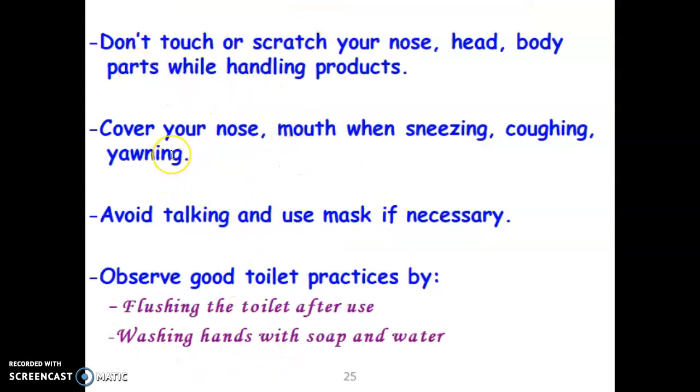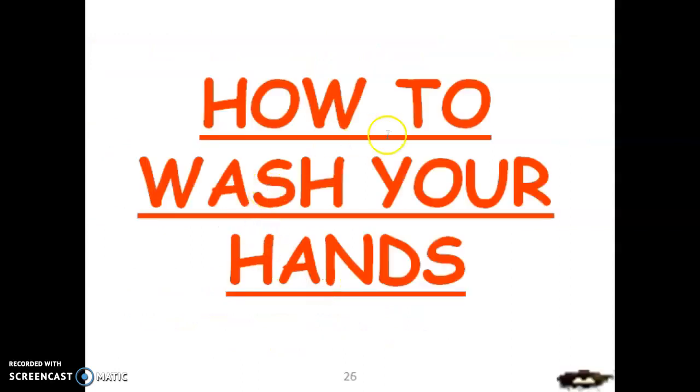Some good practices are there that we have to follow. Here are some given: don't touch or scratch your nose, hair, or body parts while handling products. Cover your nose and mouth when sneezing, coughing, and yawning. Avoid talking and use a mask if necessary. And such practices we have to follow.